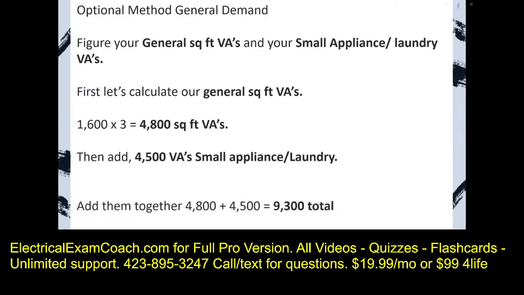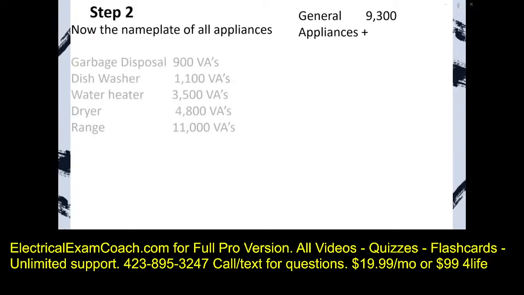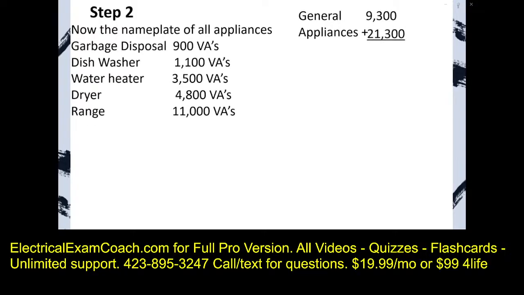Now we total them all up. The only difference is that we do not apply any demand factors at this point. We're going to apply a general demand factor later. Now that we've got our general, all we have to do is find the nameplate rating of all of our appliances. We have them listed out here. We total them together, and that equals 21,300 VAs. Total those two together, and now we're ready to apply our demand factor to this portion of the load calculation.